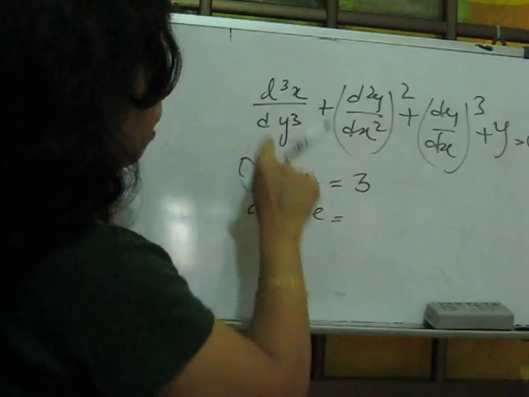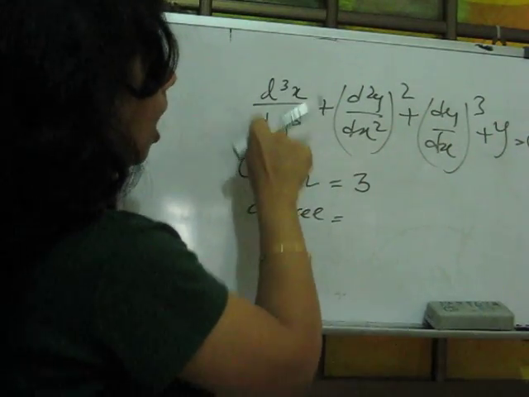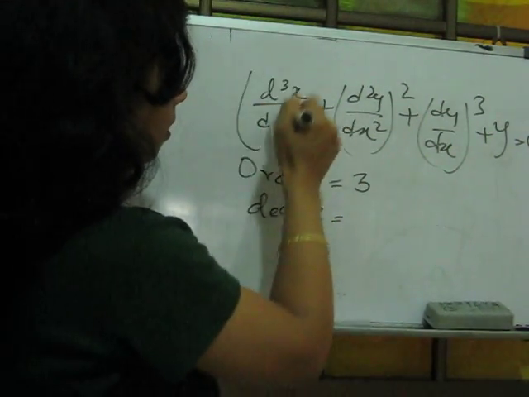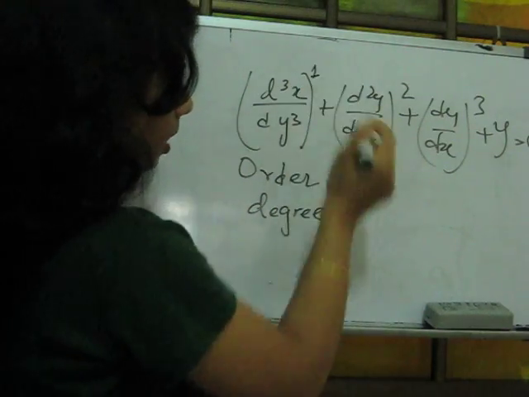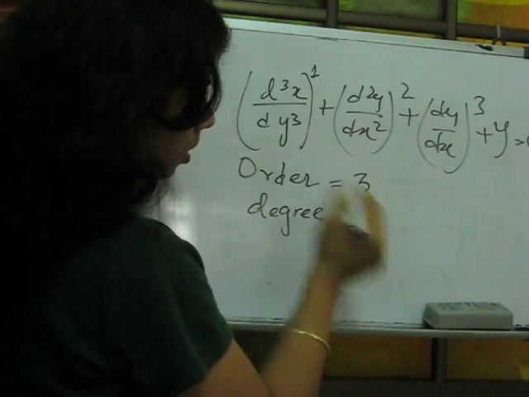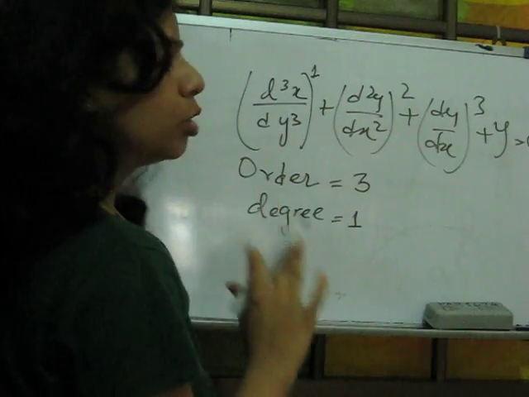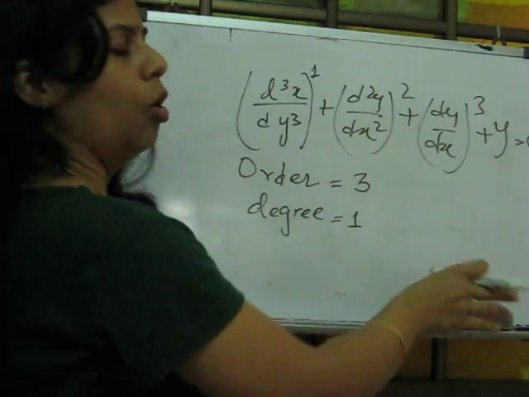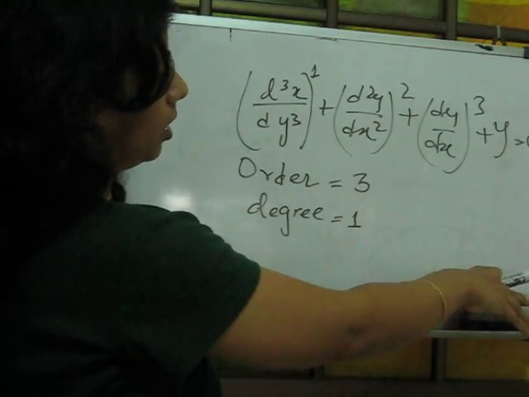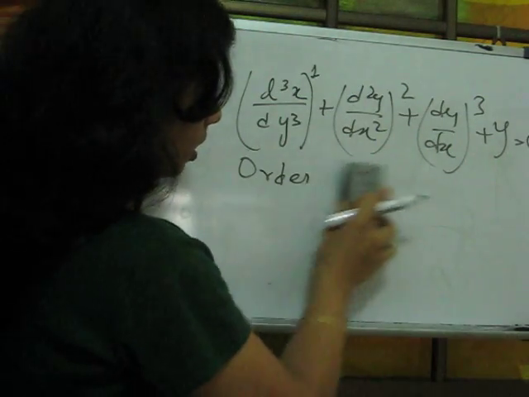We just see the power of the highest order derivative. The highest order derivative has power only 1. It means the degree of this differential equation is 1. So order is 3 and degree is 1. Okay, then you can easily understand the order and degree of a differential equation.